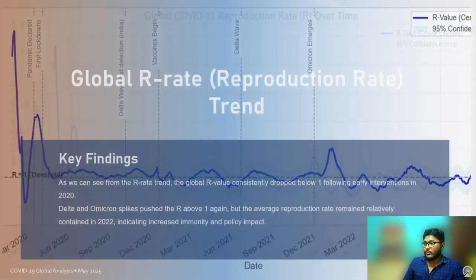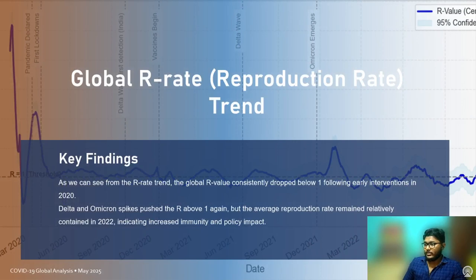Now, if we move forward, we see the key findings here. As we mentioned earlier, the Delta and Omicron wave spikes pushed the R above 1 again, but the average reproduction rate remained relatively contained in 2022, indicating increased immunity and policy impact.